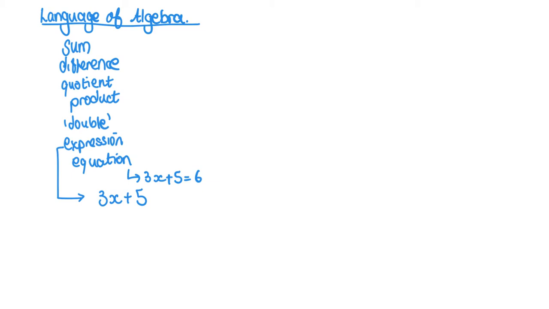So these are different words you might see in worded questions, and you need to know what they mean. If you see something about sum, it is about adding. Something about difference, you're looking at subtraction. Quotient is to do with division, and the product is timesing.